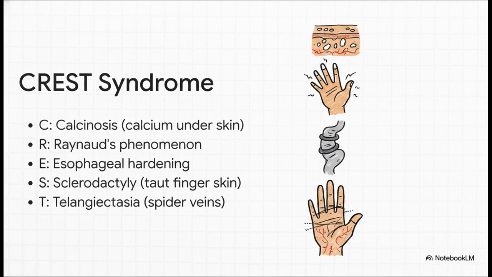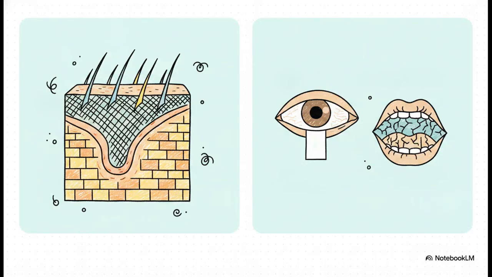E stands for esophageal hardening, leading to severe acid reflux and potentially precancerous tissue changes. S is for sclerodactyly, which is characterized by painfully taut skin stretched over the fingers. And finally, T is for telangiectasia, which is the appearance of spider veins. Now, these connective tissue conditions can sometimes overlap in what's known as mixed connective tissue disease, but the absolute key distinction between them is their target.